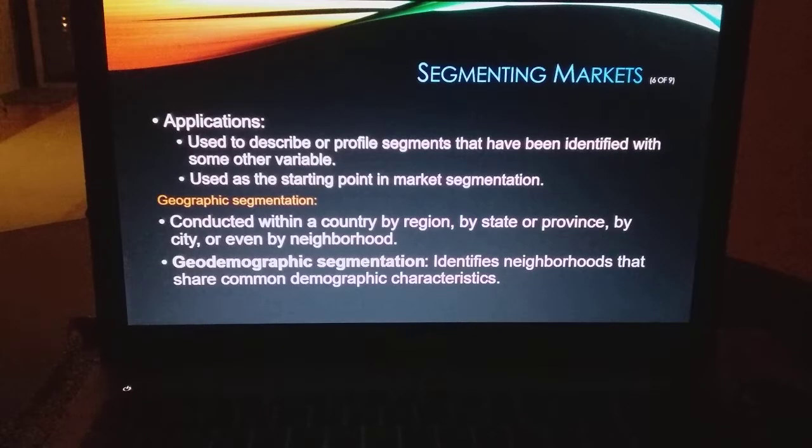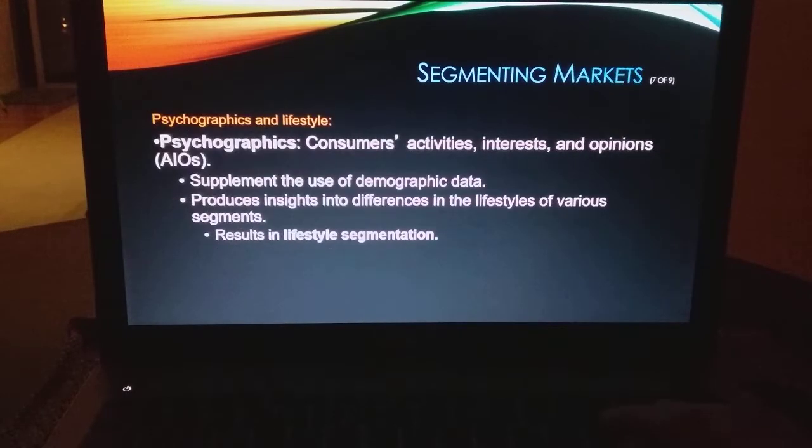And then geodemographic segmentation identifies neighborhoods that share common demographic characteristics. They might not be adjacent to each other, but locally in Western New York, maybe Orchard Park and Clarence have some similarities, but they share common demographic characteristics, even though they're not near each other. Or suburbs of medium-sized U.S. cities, suburbs of Cleveland, Pittsburgh, and Detroit, or Cleveland, Pittsburgh, and Buffalo.